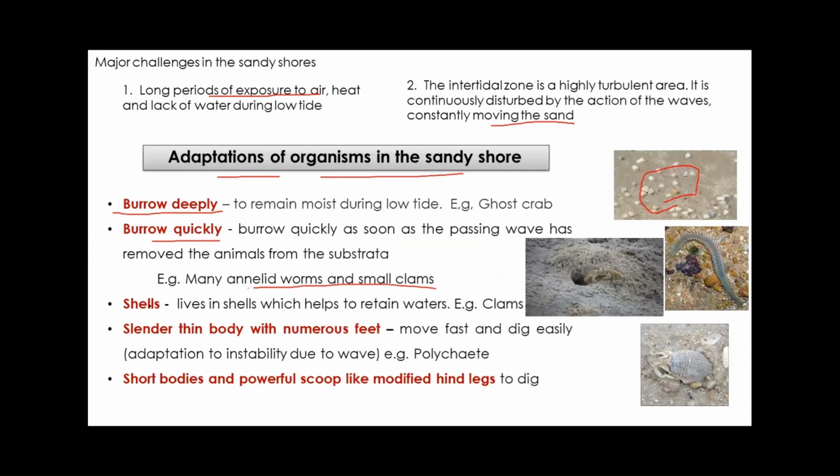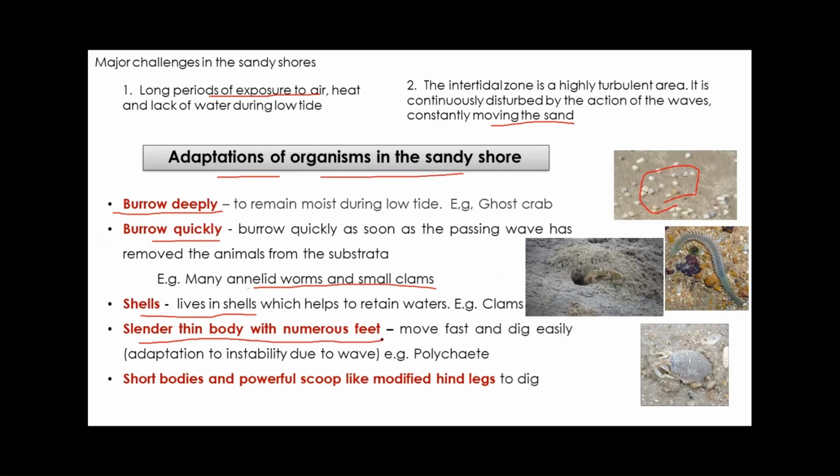Then there are shells. What the shell does is help them retain water. Again, an example is the clam. During low tide, most of the time they completely close the walls of the shell in order to retain the water.